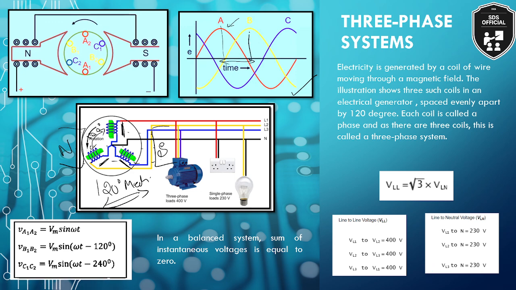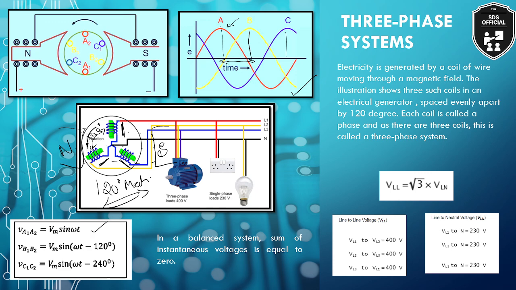So if this is the maximum of A and B, they will be displaced from each other by an angle of 120 degree. And similarly is the case for the winding C. So there will be a 120-degree displacement between each of the electrical signals induced. Now, the mathematical expression for the instantaneous voltages obtained in these three windings would be this.